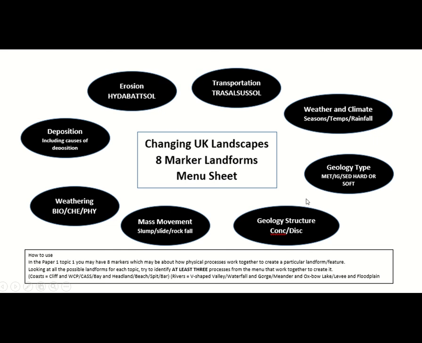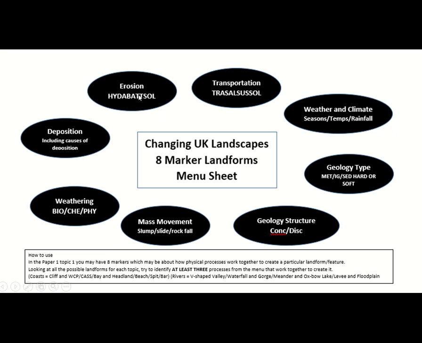So for example, you get bay and headland when you've got a discordant coastline, because you've got different geologies lined up. You get differential erosion. What type of erosion? Well, hydraulic action and abrasion.